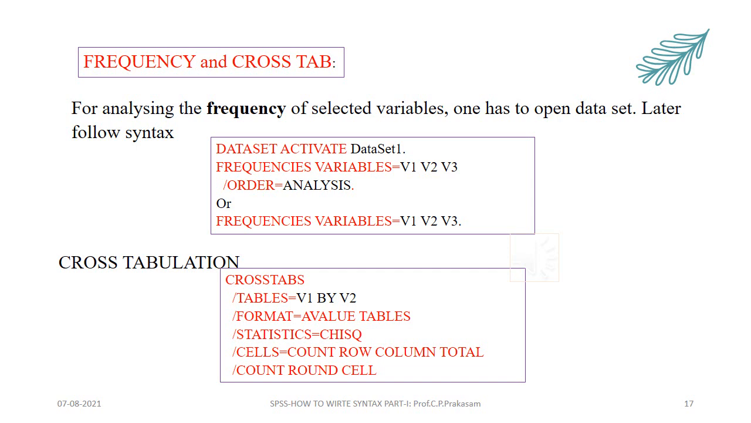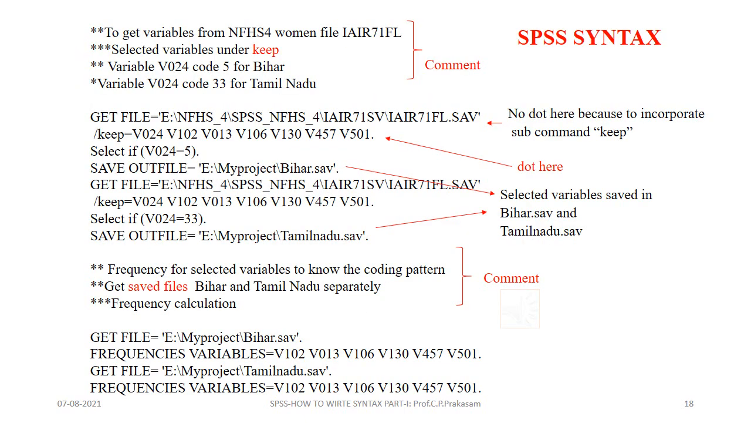And for cell values, if you want to calculate the percentages, row-wise, column-wise, or total percentages, you can give CELLS equals COUNT, and either ROW or COLUMN, or all together. Then it will calculate the row-wise, column-wise and total percentages, and then COUNT ROUND CELL. That's all. That will calculate the entire cross tabulation, and the output will be generated. Here is an example of how to write the syntax from the beginning.